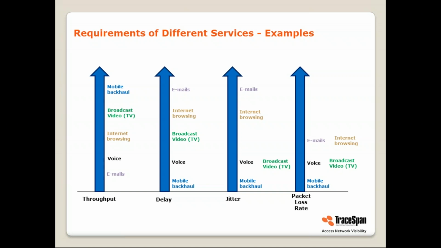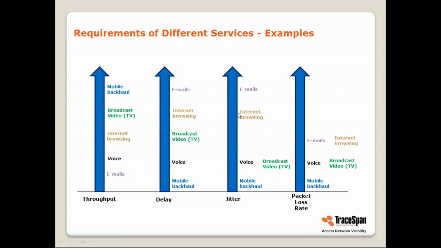Now, if we take the standard services which are delivered to a customer, take voice for example. In voice, the throughput is not very high, but it is sensitive to delay, jitter, and packet loss. This is something you'd easily notice in a voice call. If you take internet browsing, typically the throughput requirements are more than voice because you'd be downloading files and sending files.